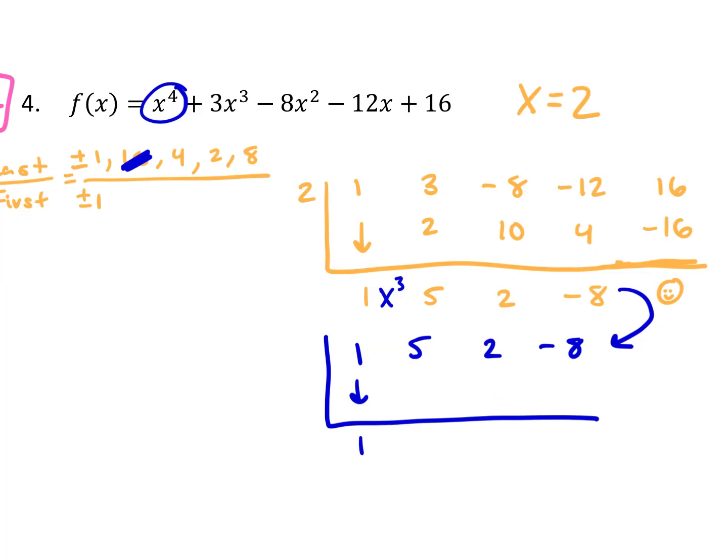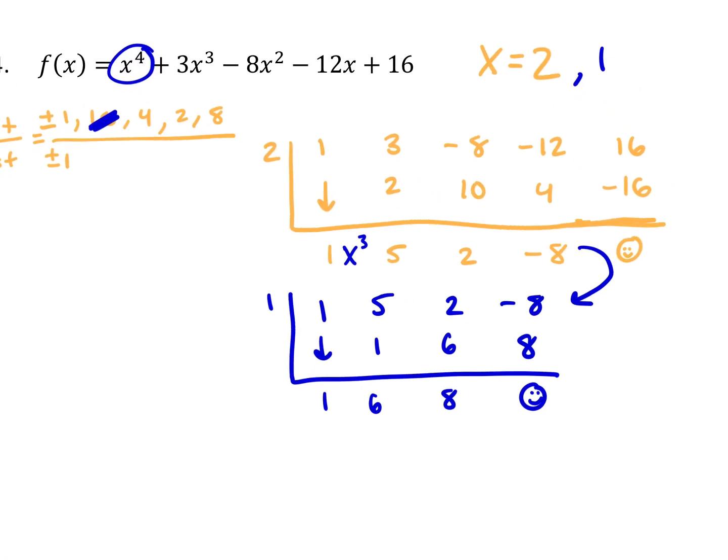So once you realize it doesn't work, try something else. What do you want to try next? 1. Let's try 1. Multiply, we get 1, add 6, multiply 6, add 8, multiply 8, add 0. Does it work? Yes. So we're going to add 1 to our solution list.